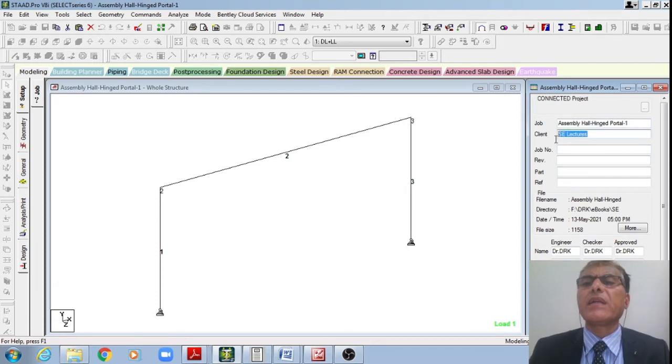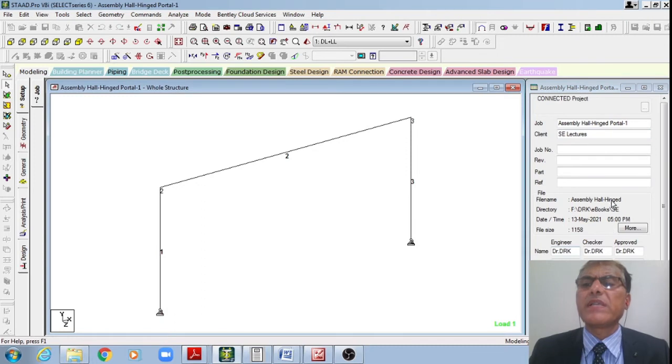And I'm entering the client, writing Structure Engineering Lectures as the client, and also the directory for saving it, by which engineer it is checked, created by whom, and approved by whom on which date. That you can give, at a quicker pace.